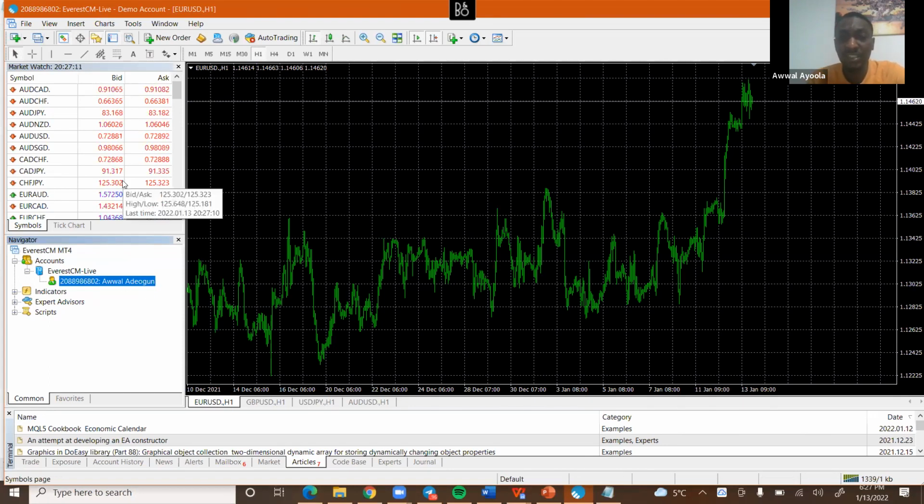Now you can place trade. Now you can buy, you can sell. If you don't have a demo or a live account logged in here, there's no way you can buy or sell. So the first thing you want to do is you want to make sure your account is logged in and you are good to go. So this is generally the trading platform.